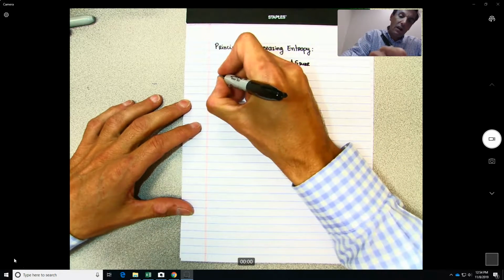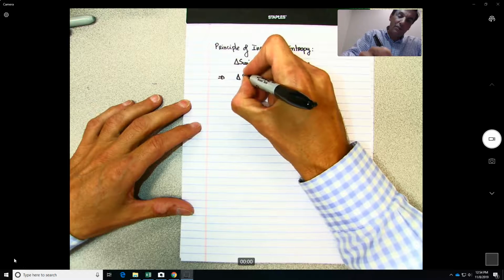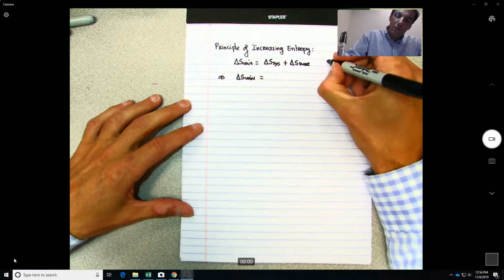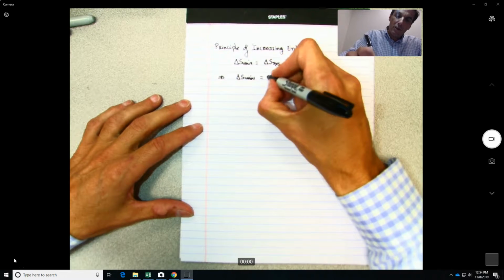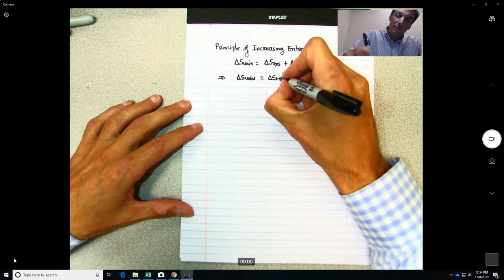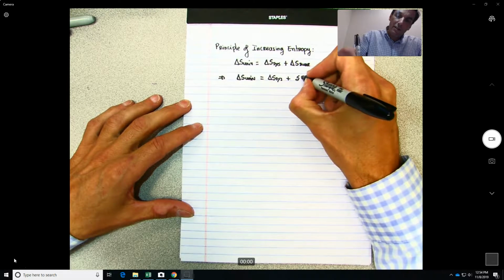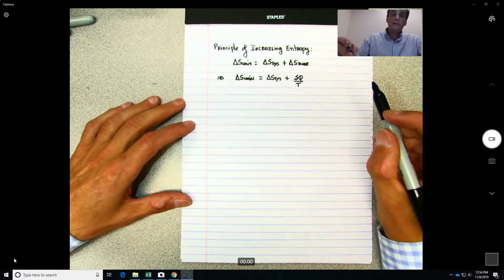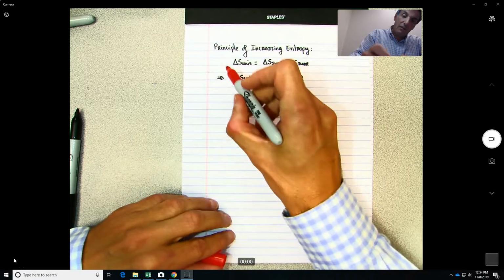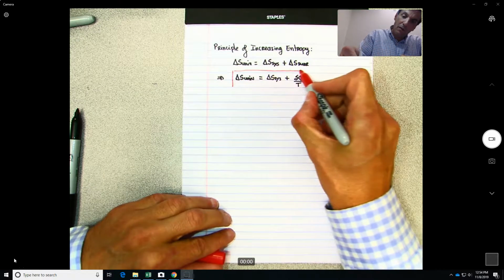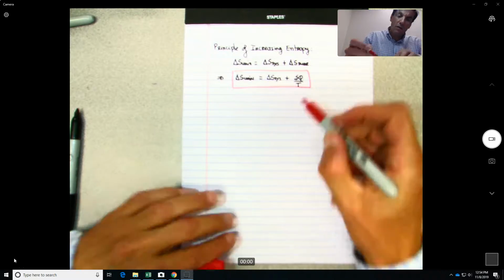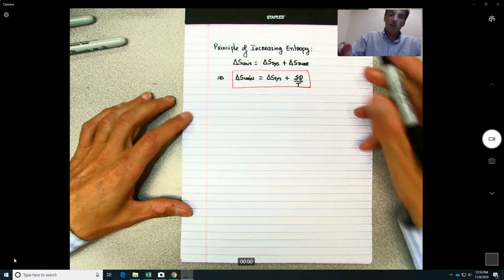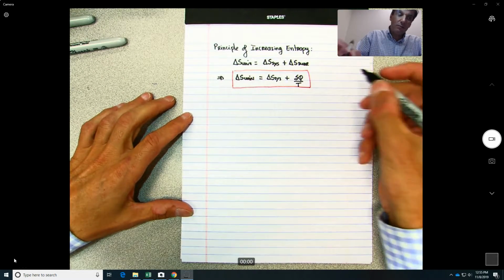And in most cases, the change of entropy of the universe is equal to the change of entropy of the system plus delta Q over T, which is the change of entropy of the surrounding. Alright, so we're going to see what happens with this equation for closed systems and open systems.